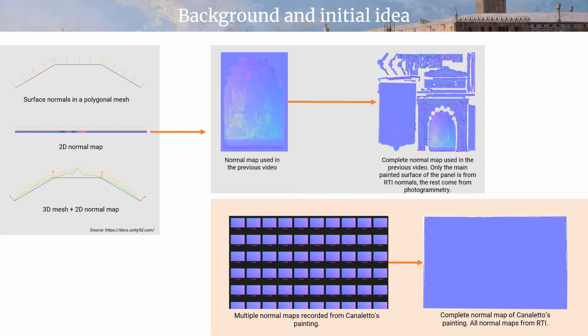One way to generate these normal maps is by using reflectance transformation imaging, by photographing a surface multiple times from the same point of view, but with different light directions. In the example above, the panel painting had one normal map only for the painted surface at the front. The rest were generated with photogrammetry. Now, with the scanner, we can record multiple RTIs of the whole surface, merge them together, and produce a very detailed record of that surface, in this case, Canaletto's painting.